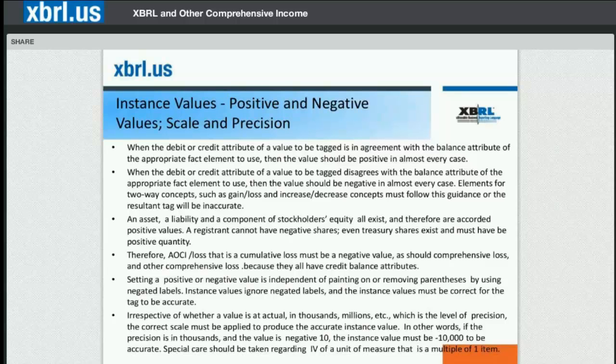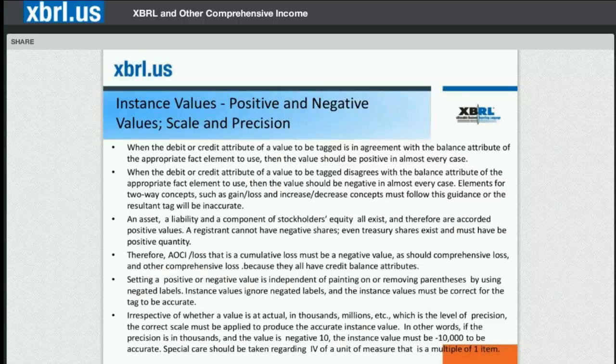Negative values, scale and precision. When the debit or credit attribute of a value to be tagged is in agreement with the balance attribute of the appropriate fact element to use, then the value should be positive in almost every case. When the debit or credit attribute of a value to be tagged disagrees with the balance attribute of the appropriate fact element to use, then the value should be negative in almost every case.